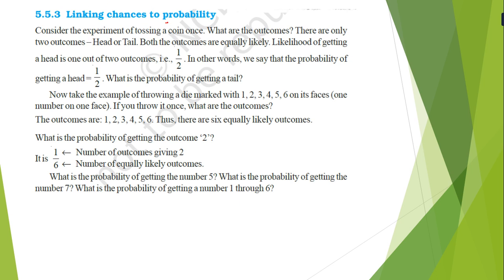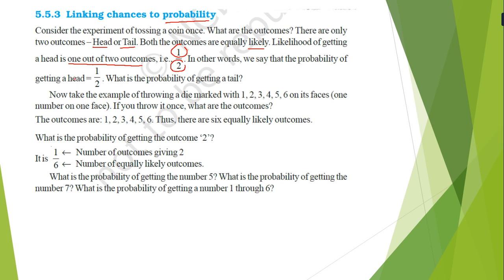Linking chance to probability. Now we go for probability. Consider the experiment of tossing a coin once. What are the outcomes? We know that there are two outcomes, head and tail. Both outcomes are equally likely, 50-50%, either head or tail. The likelihood of getting a head is 1 out of 2 outcomes. So the total number of outcomes is 2, and for head it is 1 by 2.